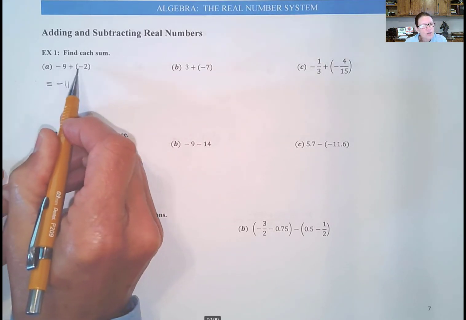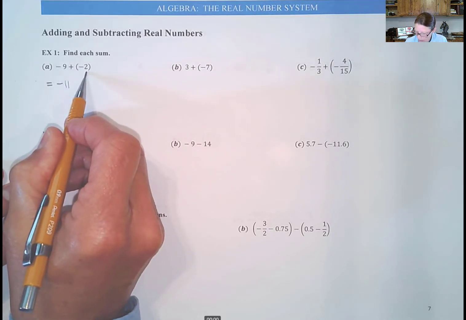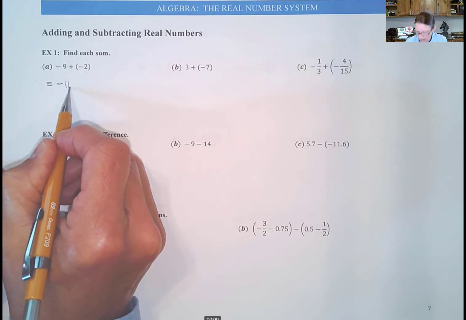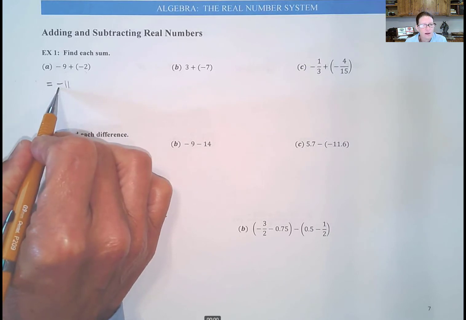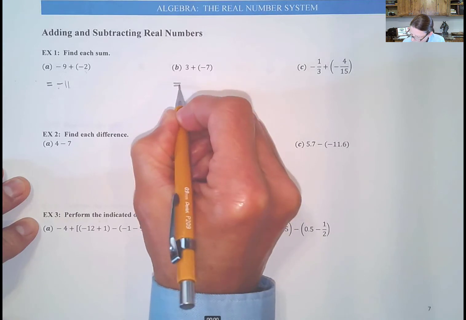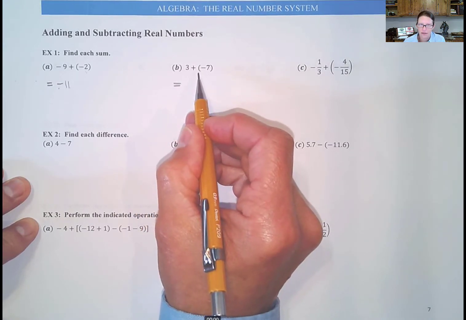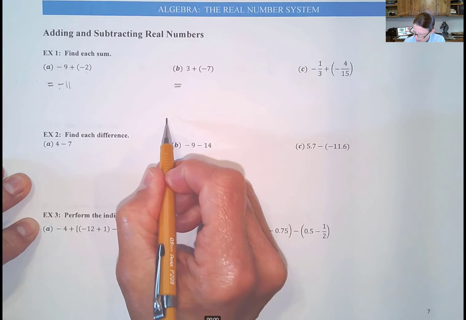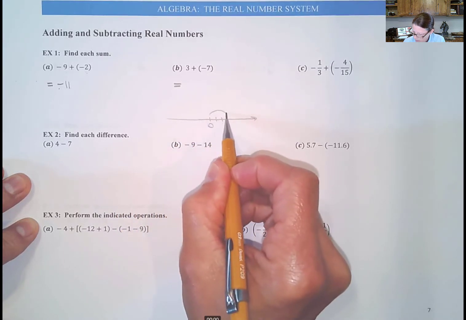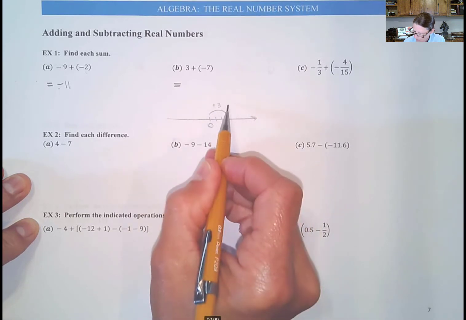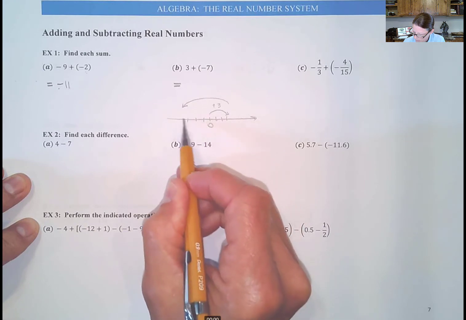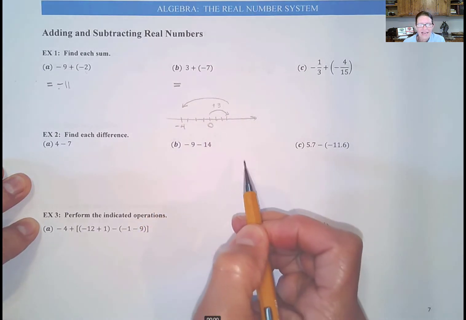When adding two like-signed numbers, we combine their absolute value, 9 plus 2 is 11, and then give the result the common sign, in this case a negative sign. Part B, here we're combining two differently signed numbers. So as you think about that movement on the number line, +3, and then from there, -7. Okay, it's going to land at -4.